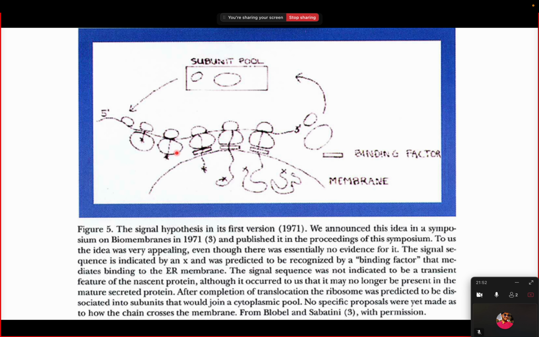So this signal molecule or signal sequence will be identified by a binding factor, or the soluble factor, or the proteins which we know of today, and it will attach this whole translating machinery towards the ER membrane. Then the translation will take place inside the lumen of the ER, and as soon as the translation is over inside the lumen, the subunits will dissociate and the whole process can start again.